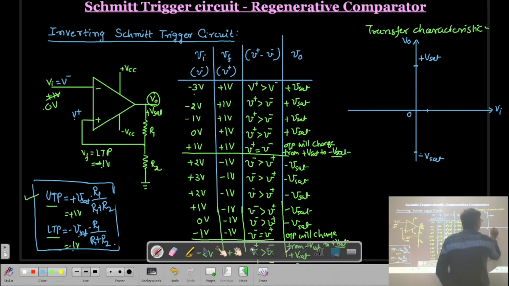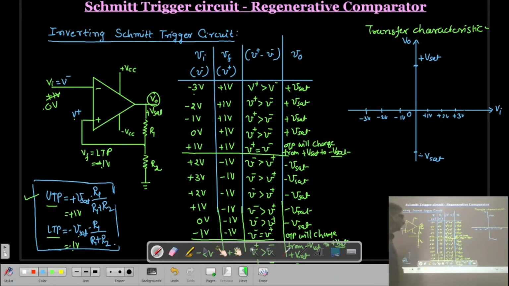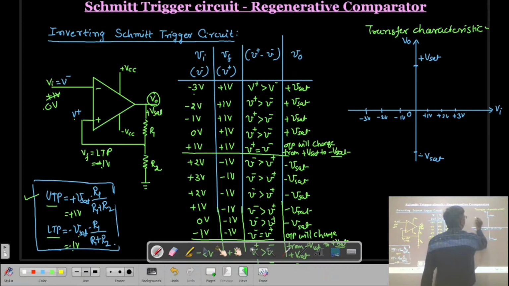This is my 0 volt, this is plus 1, plus 2, plus 3, we have minus 1, minus 2, minus 3. So these are my different input voltages. Correct? Now here when my input voltage is minus 3, the output is plus V saturation. So minus 3 and plus V saturation. So this is the point.